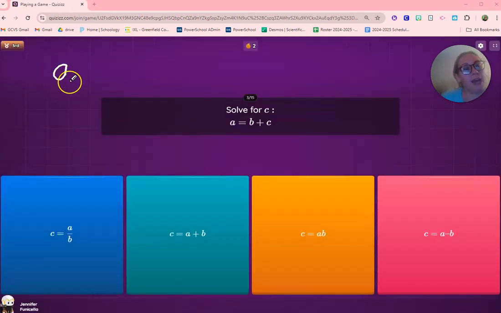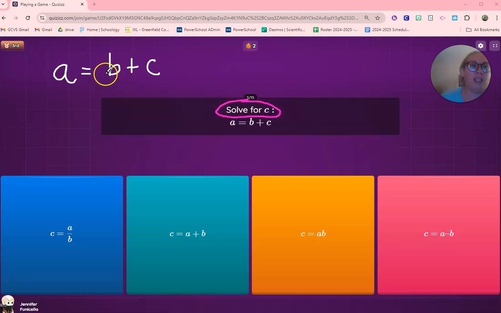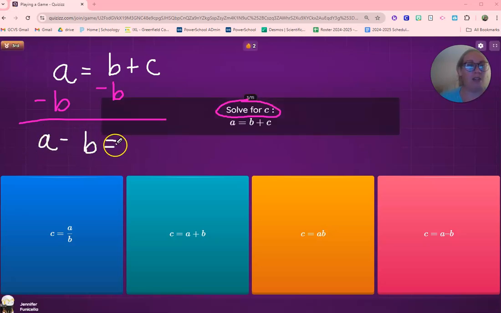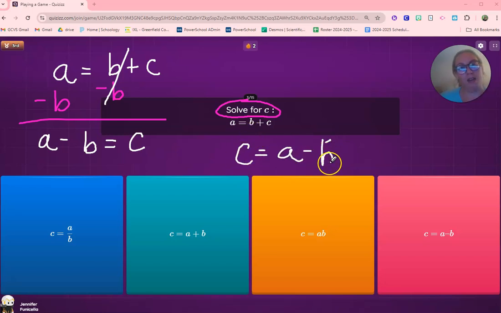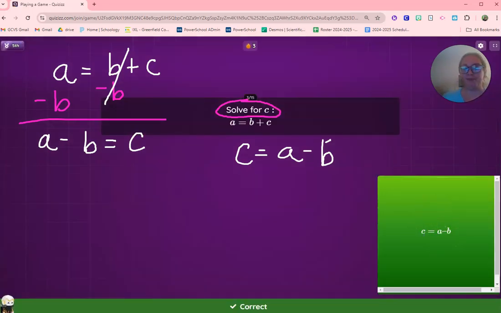Question number 3 here, we have A is equal to B plus C, and we're trying to solve for C. So we need to get rid of this positive B so we can get C alone. Now the opposite of that positive B, we're going to subtract it from both sides. And we have A minus B is equal to B minus B cancels to 0, and we're just left with C. So we have C is equal to A minus B. Option D. Beautiful.